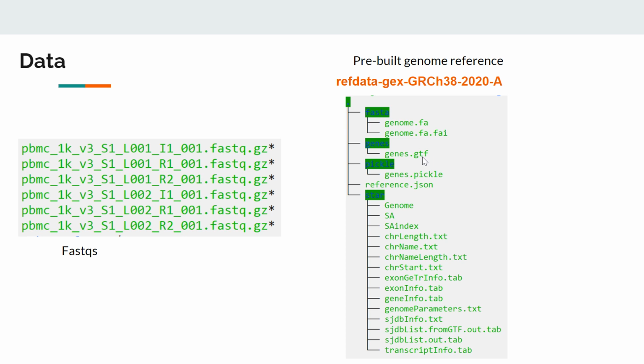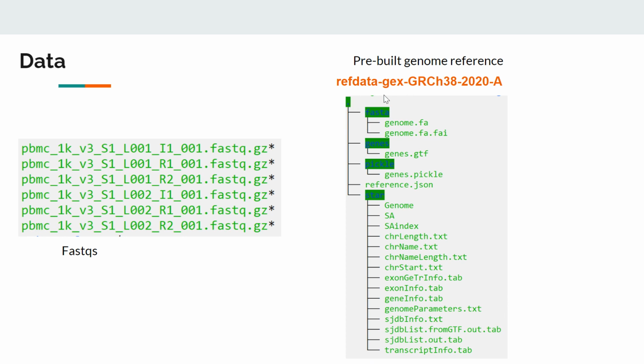So we need that gene location information, which is there in the GTF file, and the pickle format of the same information. We also need the index from STAR, because I told you Cell Ranger uses STAR internally to align. It is a reference aligner for aligning the FASTQ file against this reference genome. Building a STAR index already takes some time, so it pre-computes that for us, and it provides this compressed genome reference file.